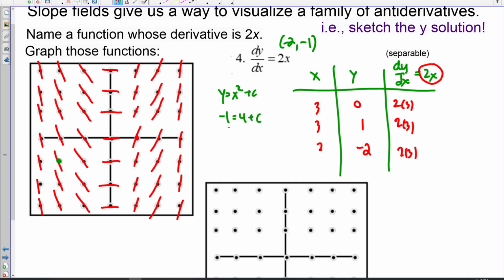C is going to be equal to -5. So when you have y equals x squared minus 5, that would represent this graph right here. And how would I draw that? I actually wouldn't calculate this. This is just telling you that I know what this equation is.